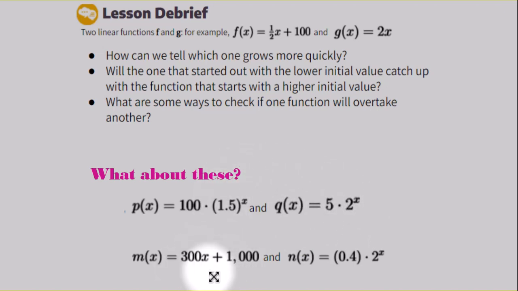This is a linear equation. Y equals mx plus b. So we start at 1,000. And then we're increasing by 300 each time increment. This one is exponential, so even though it starts out very small, it should overtake this one.